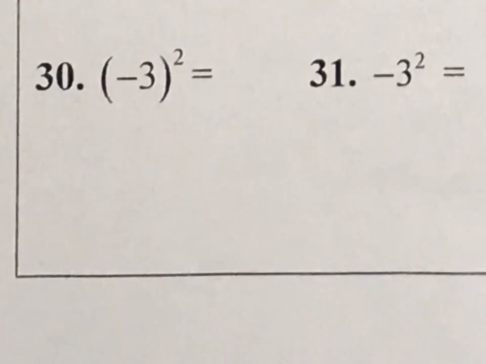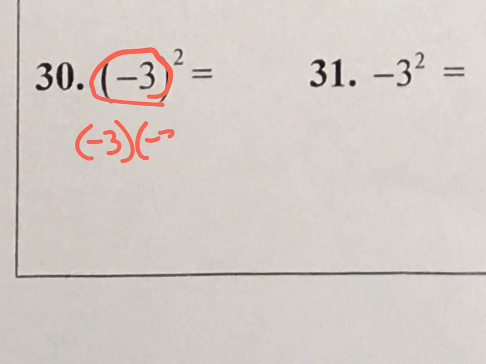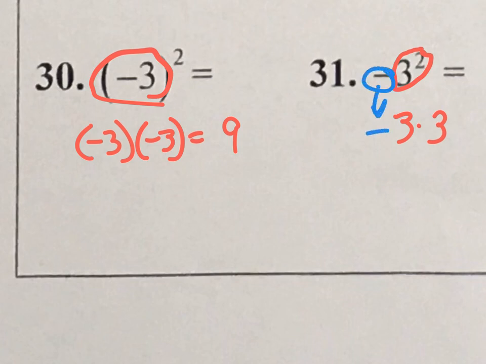So once again, 30 and 31, one has parentheses, one does not. The one that has parentheses, you're going to write this whole base 2 times in parentheses, so that's -3 times -3. That'll give you a +9. But this one over here only has 3 squared, no parentheses, so you're not including the negative sign. So 3 squared is really 3 times 3. And the negative sign out front, we're just going to bring it down. So that's really a -3 times a +3, which in this case is -9.